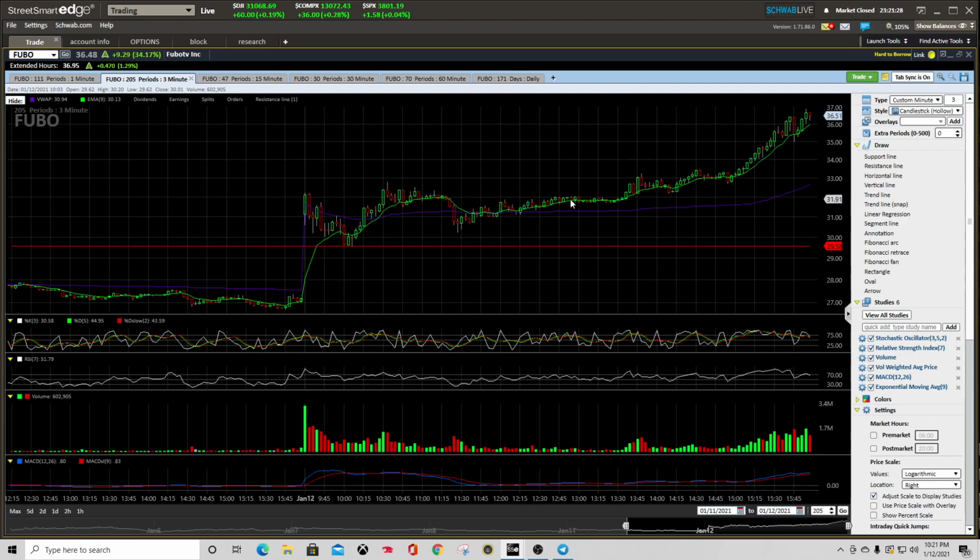Consolidated. Then you got the separation, and then the rest, there she goes, just makes a move. This is a good example of a trade line VWAP cross, and working out, doing what it's supposed to do.